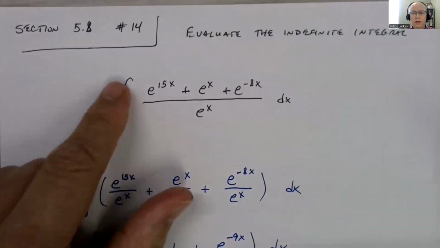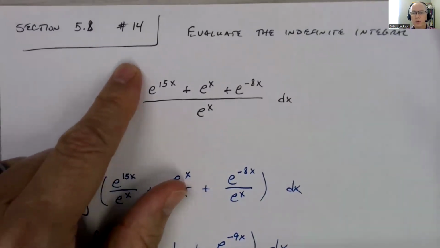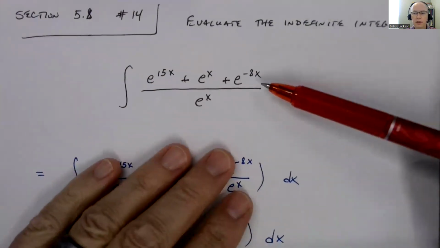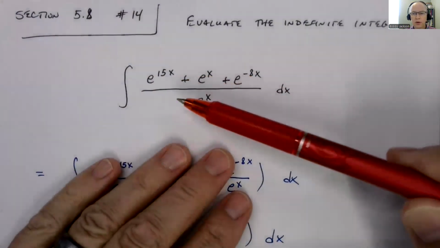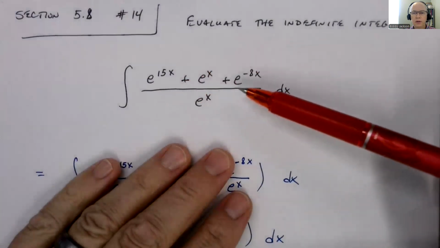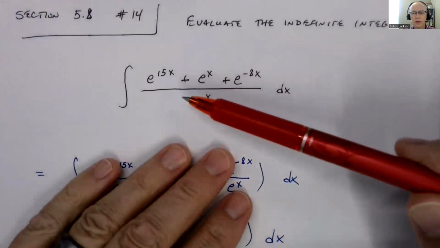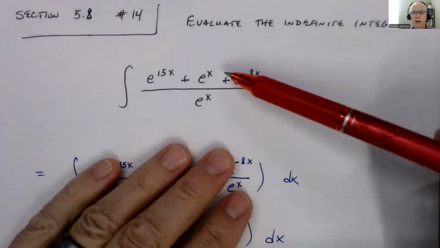Take a look at number 14 in section 5.8, where we're going to evaluate the following indefinite integral. Looks pretty crazy right here. How could we solve for this integral? Can't just look at it and think of an antiderivative.